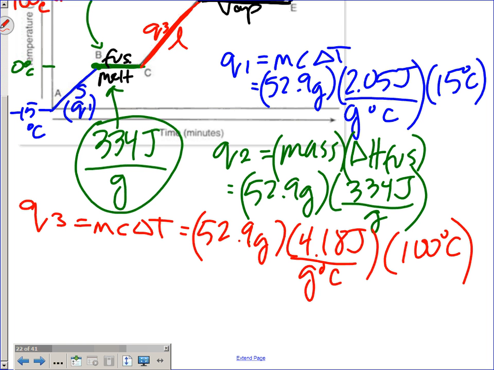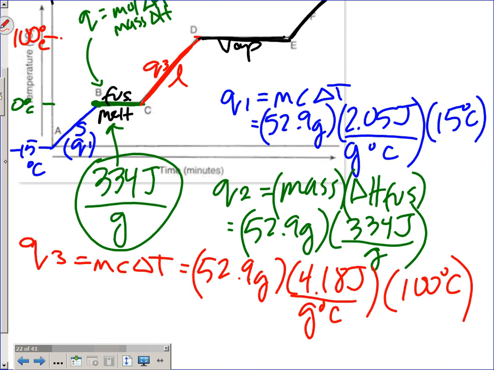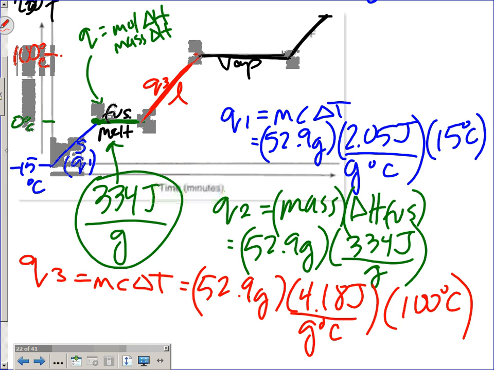Whew, we're almost there. We have heated ice, we've melted ice, we've now heated our liquid water. Now our liquid water is going to change its phase. And now which equation do you think is going to be used, since we're now at the flat spot again here? Mass times delta H.